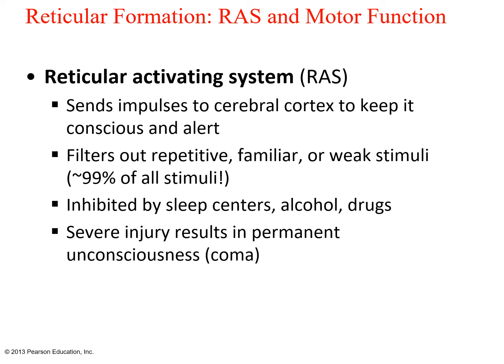How is it that you fall asleep? Sleep centers inhibit this alertness. Alcohol can inhibit this alertness. This is the reason why people pass out when they've had too much alcohol. And there are a good number of drugs, sedatives, that can do the same sort of thing. If you have a severe injury to the RAS, this can result in permanent unconsciousness, which is of course referred to as a coma.